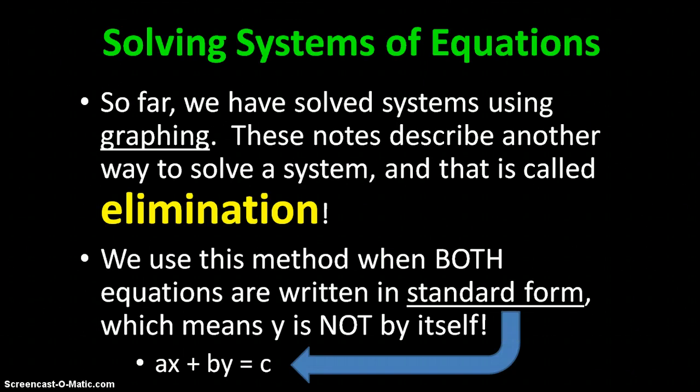So you're going to see something like this where we have ax plus by equals c, where a, b, and c are all going to be numbers. X and y will stay x and y.